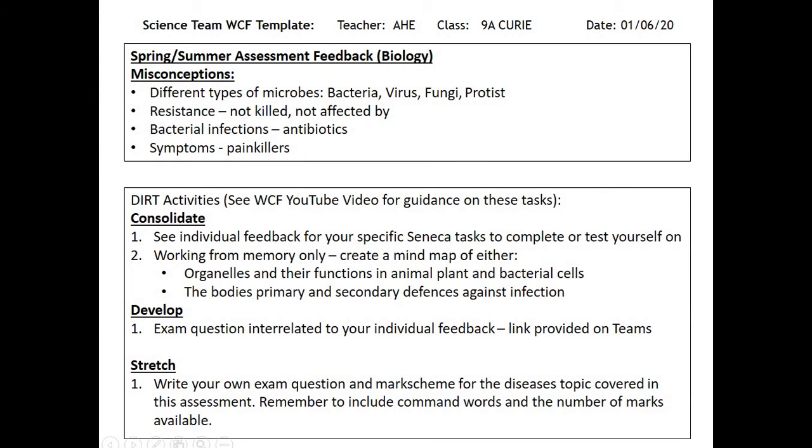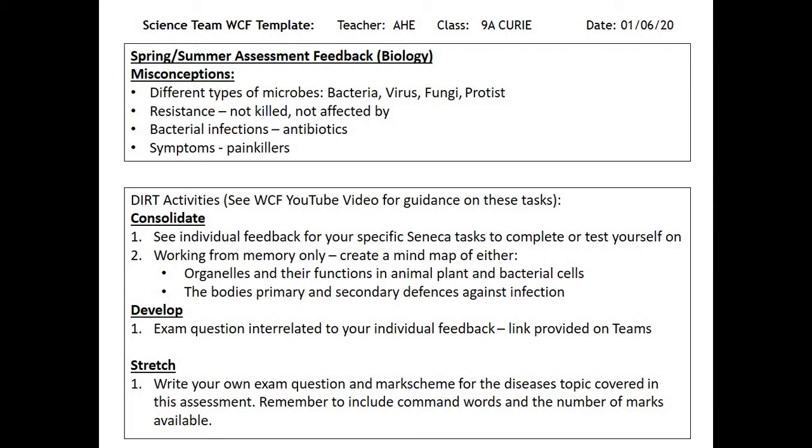This is the whole class feedback. So I'm just going to focus very quickly on some of the misconceptions, a few bits and pieces that I picked up, which were common errors across a few people, or across the assessment, lots of people kind of get mixed up a little bit with. And then we've got some DIRT tasks.